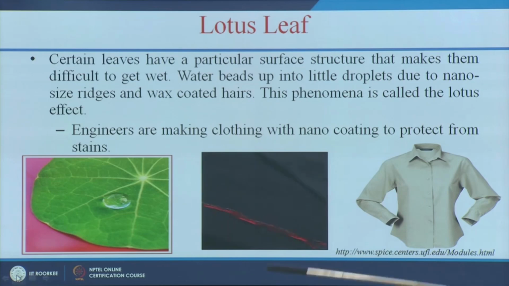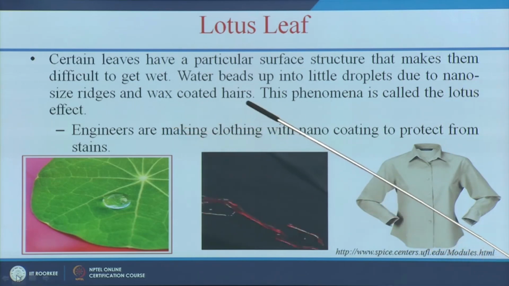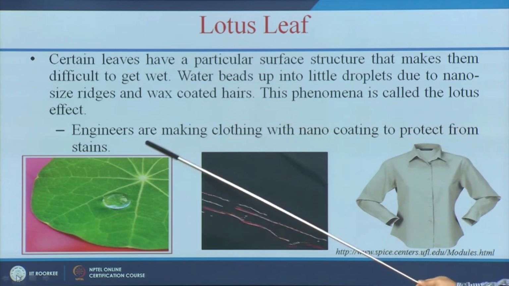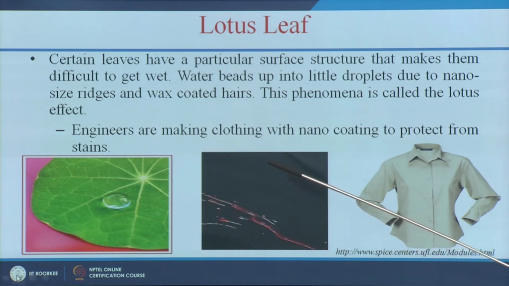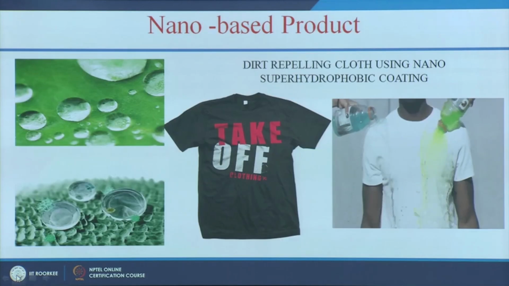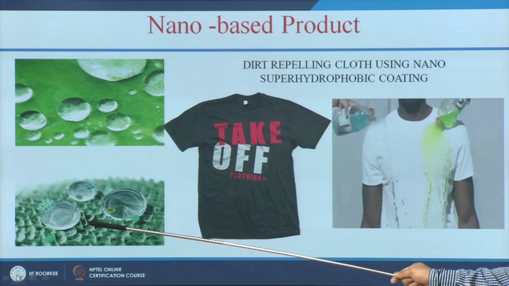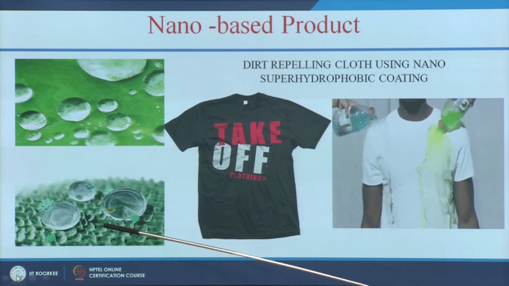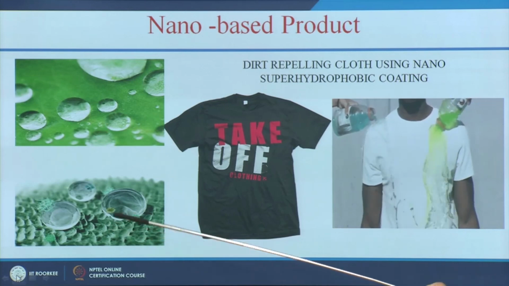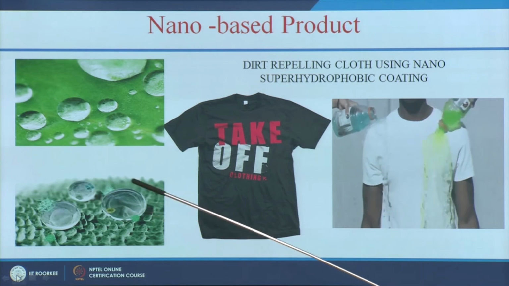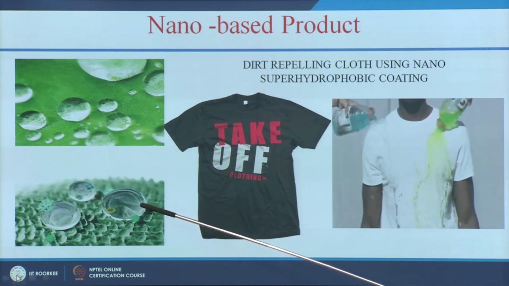Similarly, the lotus leaf also has nano-size ridges and waxy hairs. This phenomenon is called the lotus effect. Based on this principle, this idea, we can make similar kinds of hydrophobic textile materials. You can see here a scanning electron microscope picture of a lotus leaf. It has tiny nano ridges and is super hydrophobic, and when a water droplet falls on it, it rolls on the surface and removes all the dirt particles or bacteria.